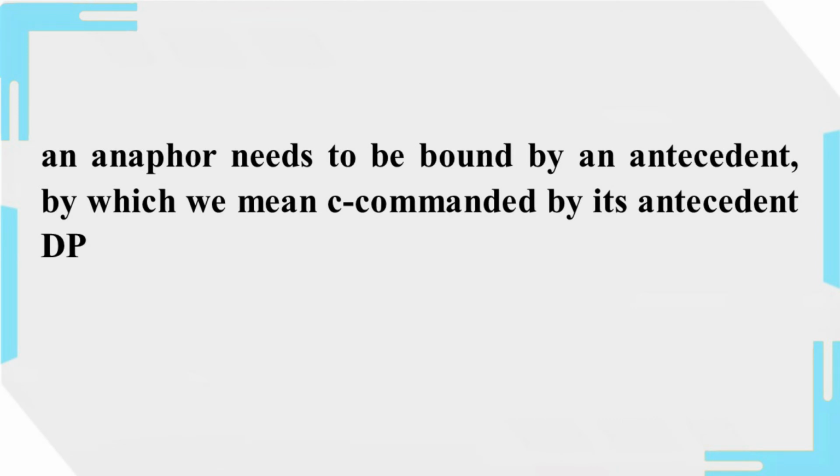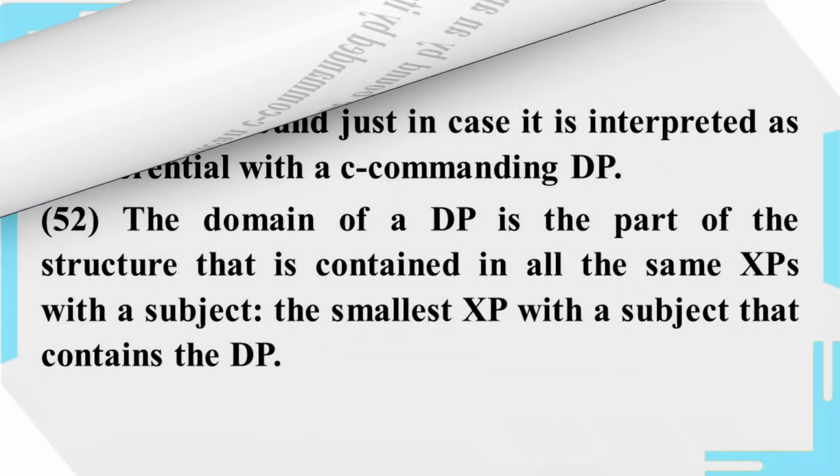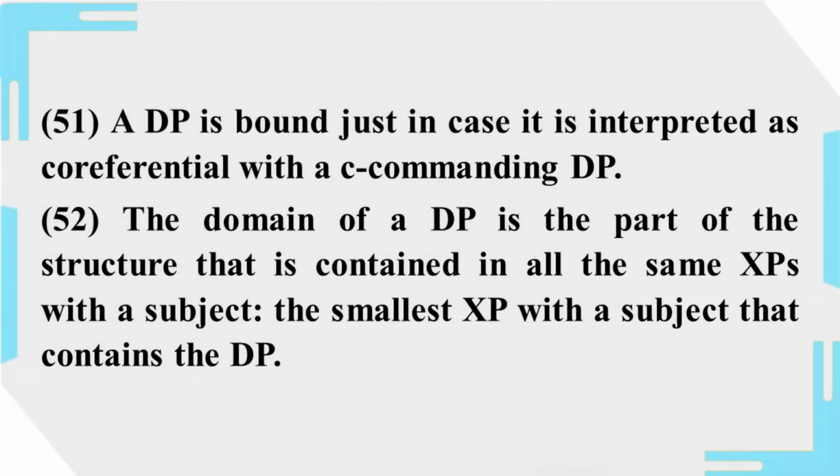The most important conclusion to remember is that the way anaphors are associated with an antecedent depends on syntax. It's useful to introduce the following notions. A DP is bound just in case it's interpreted as co-referential with a C-commanding DP, and the domain of a DP is the part of the structure that's contained in all the same XPs with the subject, the smallest XP with the subject that contains the DP.